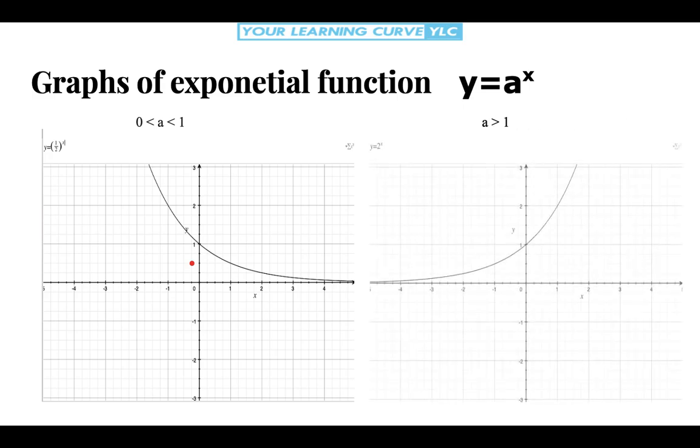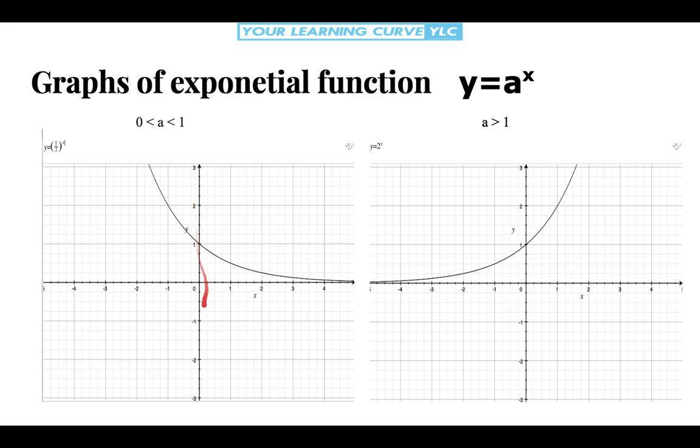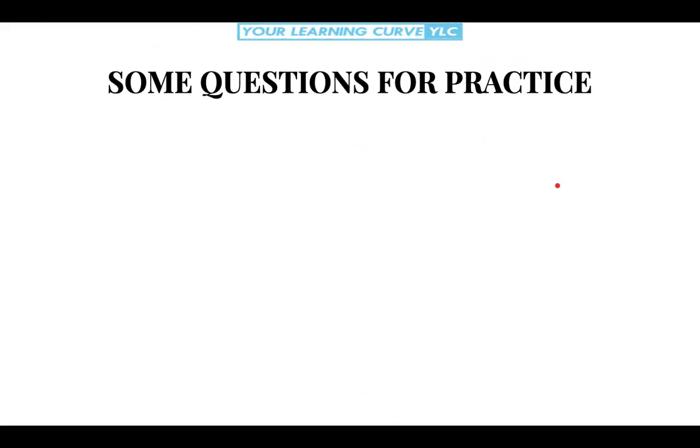Next is when base is greater than 1, then the behavior of the graph is almost the same. Its graph is just the mirror image of the previous graph about the y-axis. If you take the mirror image of this graph in y-axis, you will get this graph. Here, when x is varying from minus infinity to plus infinity, the value of y is increasing from 0 to infinity. In both the cases, y always remains positive.